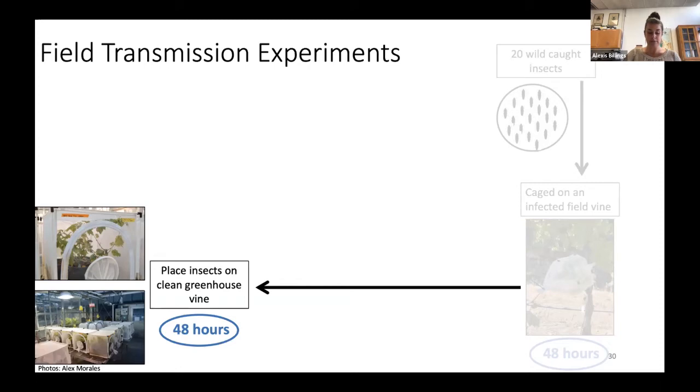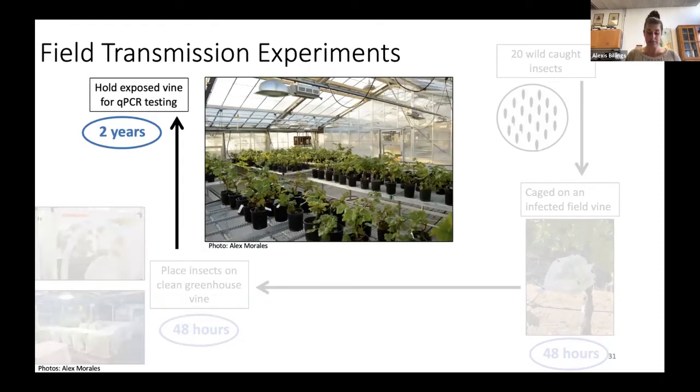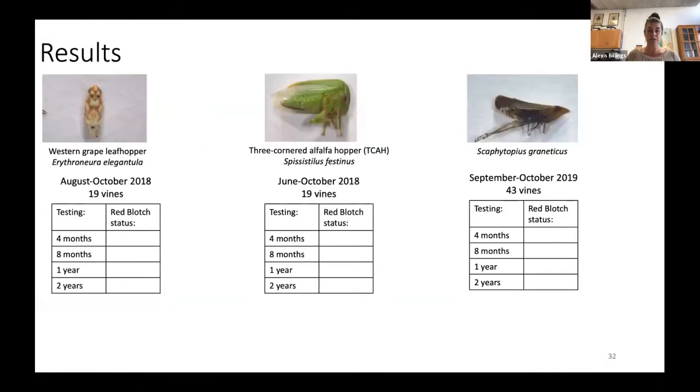So the insects were allowed to feed on the clean vine for 48 hours. We then removed the insects and placed the vines in the greenhouse, testing them every 4 months using qPCR for 2 years. So if any of our suspected culprits are a vector, we would find that the uninfected vines become infected after being fed on. The Western Grape Leafhopper and the tica transmission studies were done in the summer and the fall of 2018, and the Scaphotopius transmission studies were done in the fall of 2019.